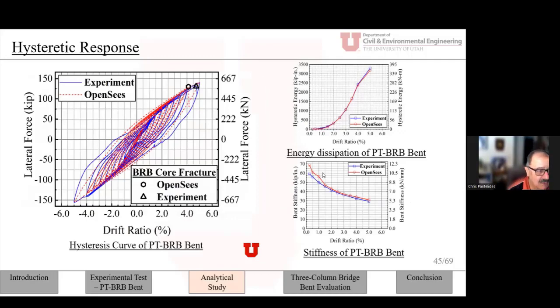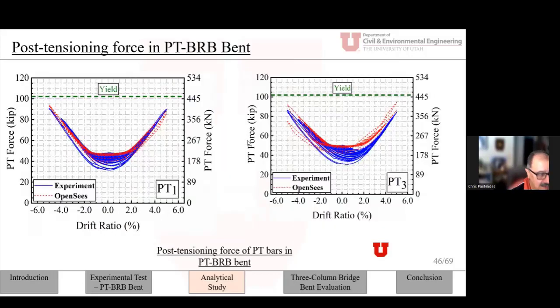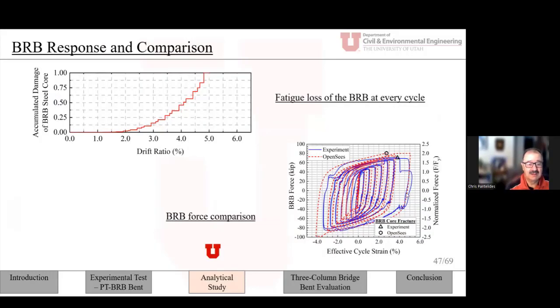So here is the BRB force comparison and the accumulated damage, and you can see we're actually doing pretty well. This model captured the stiffness, the strength, and the energy of the hybrid bent. The post-tensioning bars were predicted well, and the BRB parameters were sufficient in predicting the response. The BRB axial force is one advantage of the numerical model, since it is otherwise difficult to be known in the experiment. And of course, fatigue loss has to be modeled correctly.